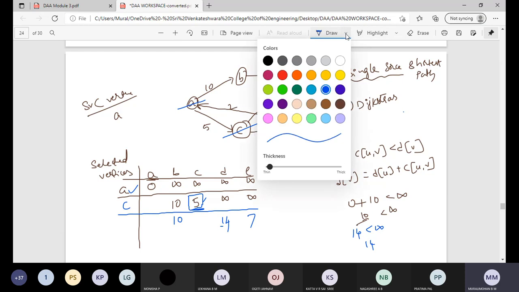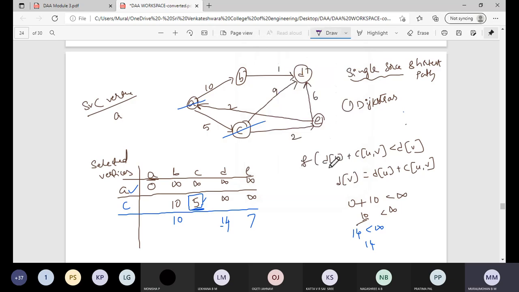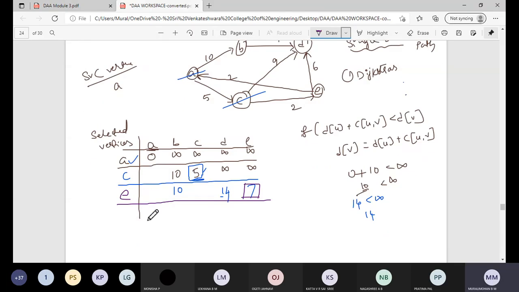So which one we can select now? 7. Very good. So we are selecting the vertex E. Okay. So now again you update the fringent vertices for E. So A is already selected. We will not take. So B.